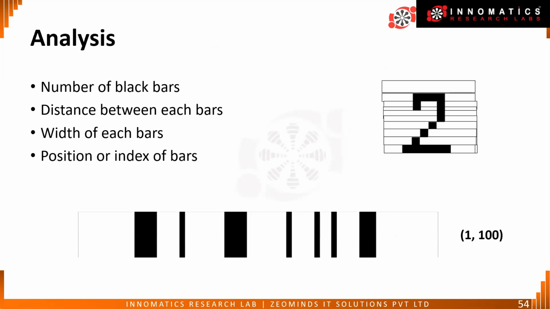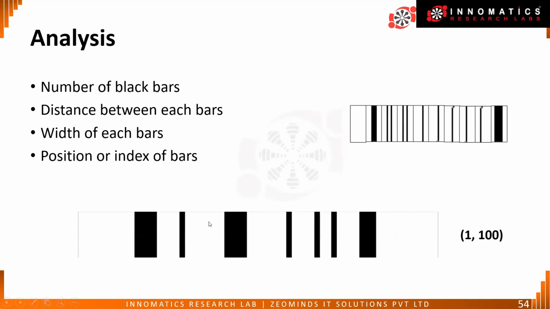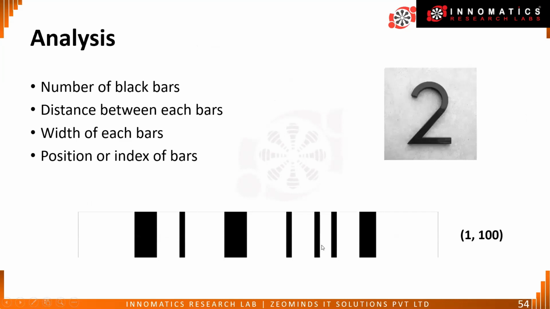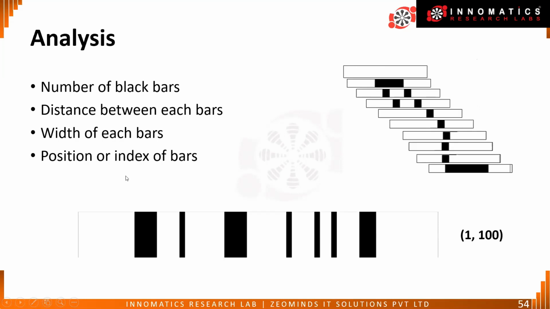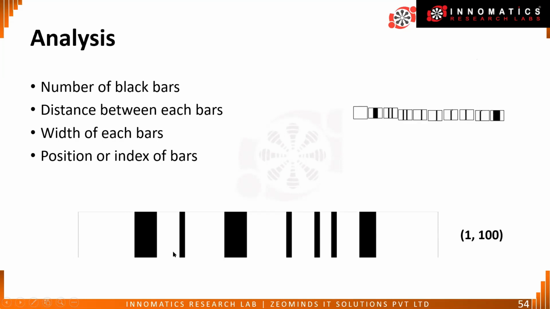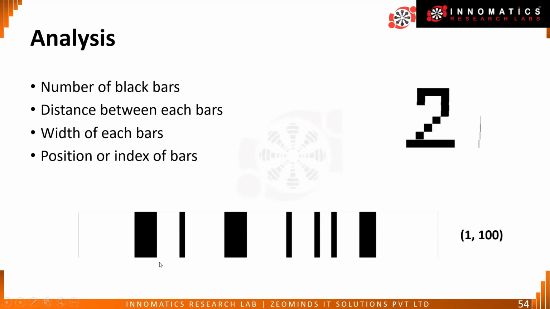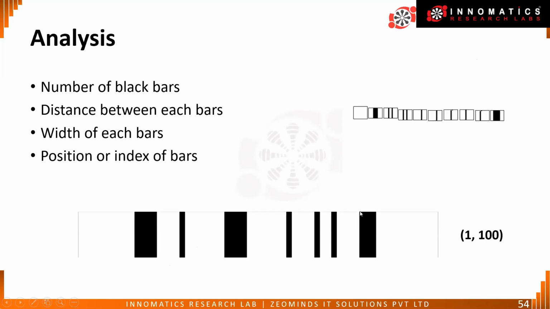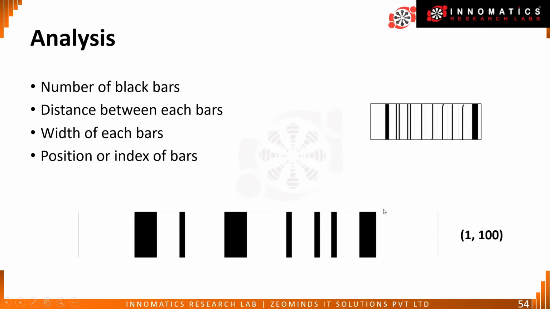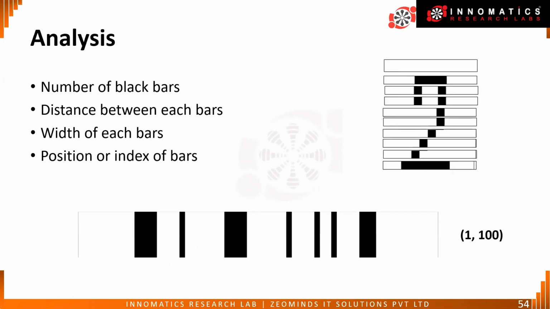And what analysis can we do here? The basic analysis is to count the number of black bars. Maybe here 1, 2, 3, 4, 5, 6, 7. And the distance between the bars: from this bar to this bar, what is the distance? Width of the bar: what is the width of each and every bar? Position of the bar: in which positions are these bars available, and what is the range of positions? And that could be unique for each and every number.